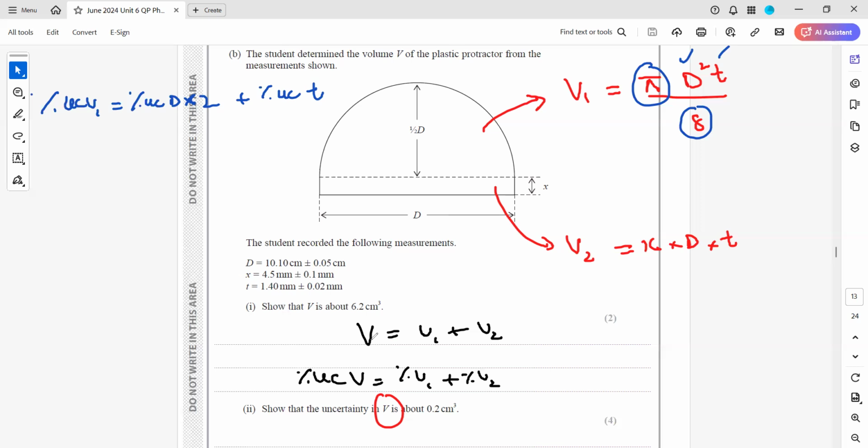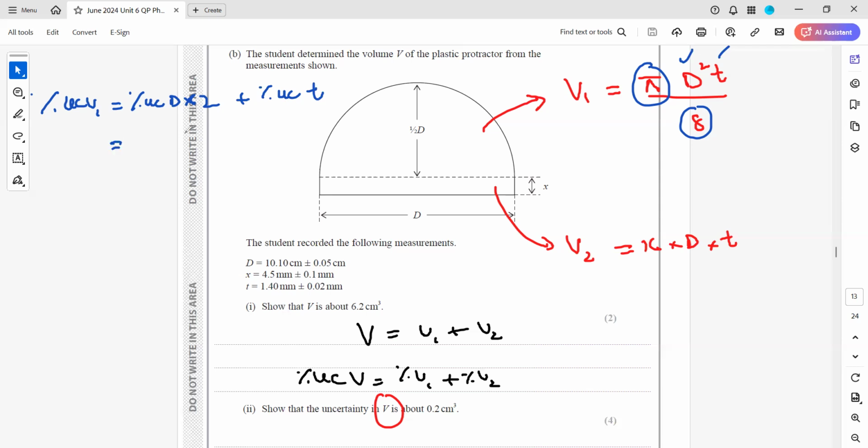Do we need to convert the units? No, when you are taking a percentage uncertainty, there is no need for conversion of units, because a percentage does not make a difference. If I use both in centimeters or both in millimeters, I don't have to convert the units. If I have 1 millimeter over 10 and I convert both of them into centimeters and use a percentage, I'll get the same answer. So when you are working out the percentage uncertainty, no need for unit conversions.